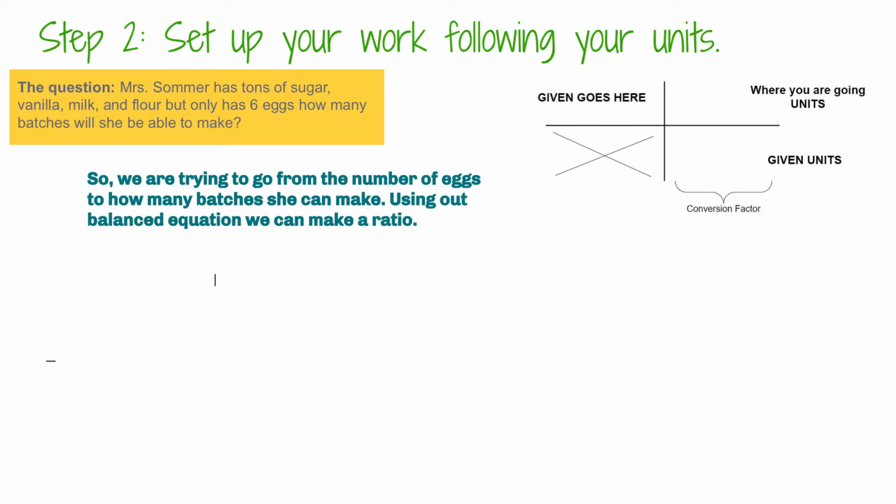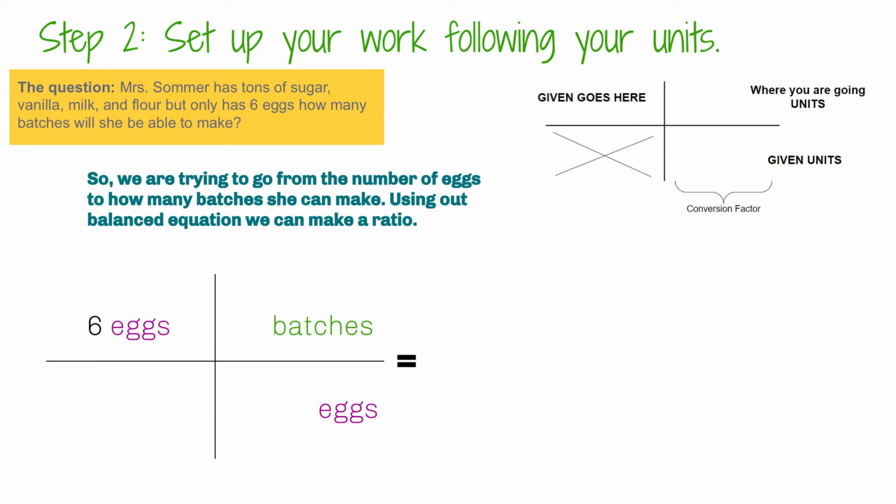So step 2 is to set up your work to follow your units. So we're trying to go from the number of eggs to how many batches I can make. So using our balanced chemical equation, givens go here, what I want goes up here, and what I want to get rid of goes down here. And so what it looks like is this. We have 6 eggs is what we're given, and then batches over eggs. We haven't entered any of our conversion factors yet. This is just what we want to find out.